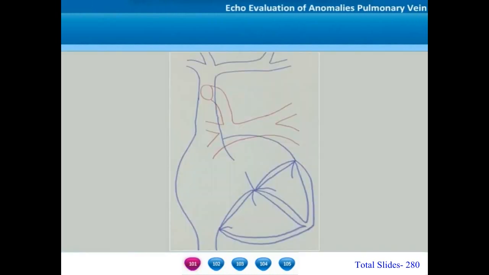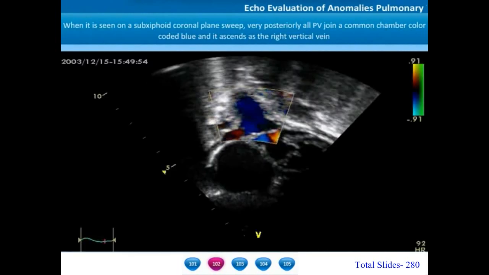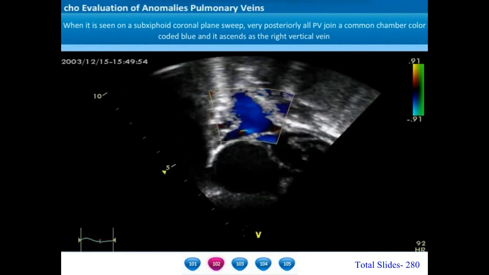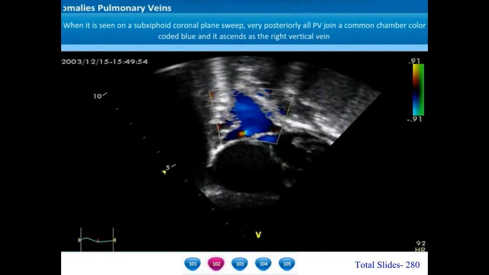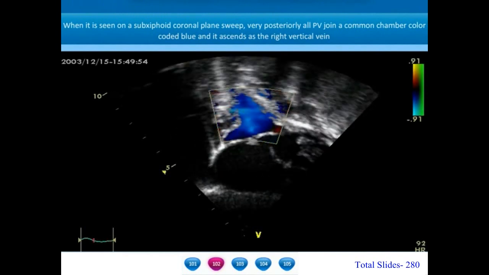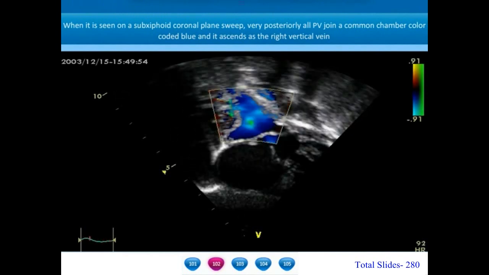On a cartoon example, we find that all the four pulmonary veins form a confluence. There is a right vertical vein that drains this confluence. It ascends up and drains into the right superior vena cava. So this forms the right vertical vein. On a subxiphoid coronal plane sweep, we can clearly identify a formation of a confluence and the ascending right vertical vein taking a blue color because the flow is from below upwards.